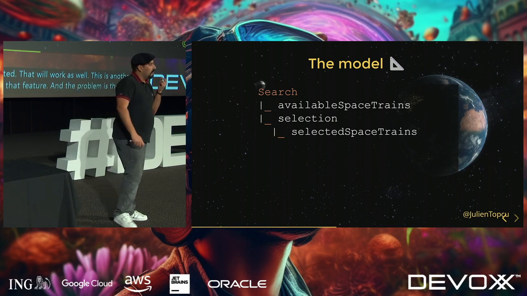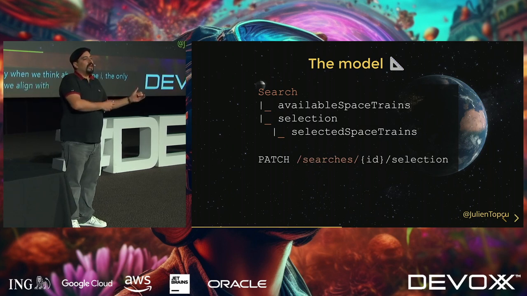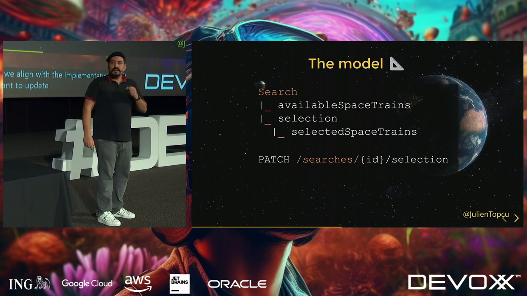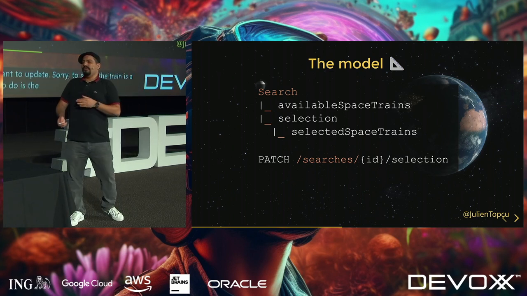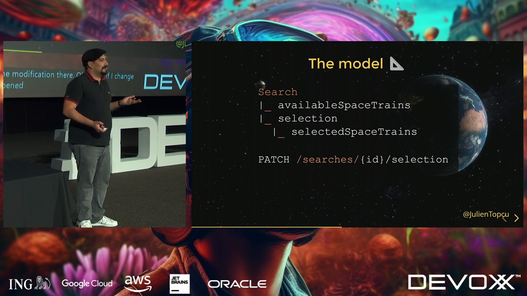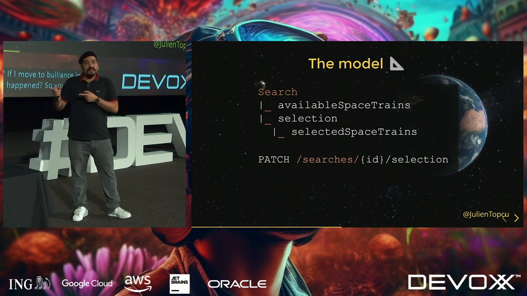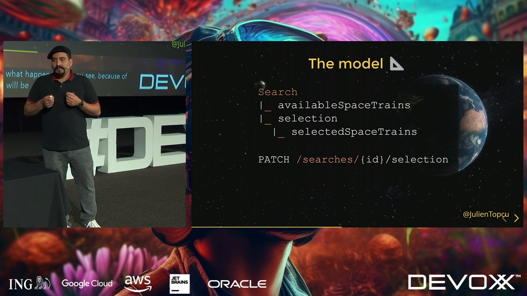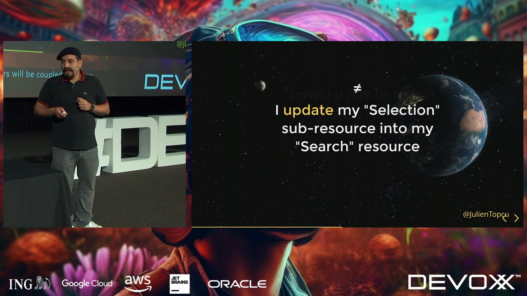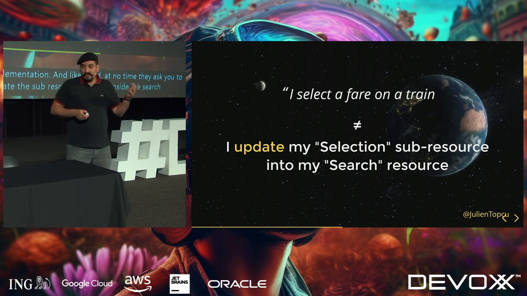And the problem is there, in fact. Because usually, when we think about a REST API, the only thing we do is align with the implementation. So if we want to select a train user fare, OK, this is inside the selection, inside the search. So we will do a patch of the sub-resource selection inside the search. So we see the modification there. But if I change the code, if I move to booleans in the available space train, what happens? So you see, because of that, your consumers will be coupled with your implementation. And like I said, at no time do they ask you to update the sub-resource selection inside the search. Usually, they want to select a fare on the train.